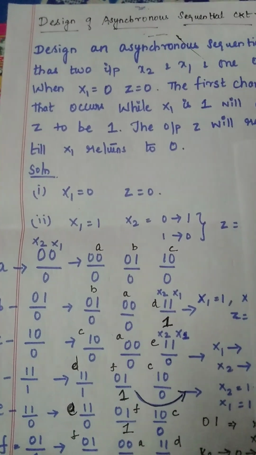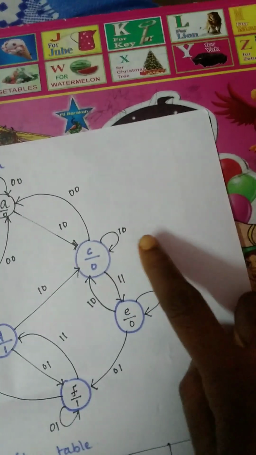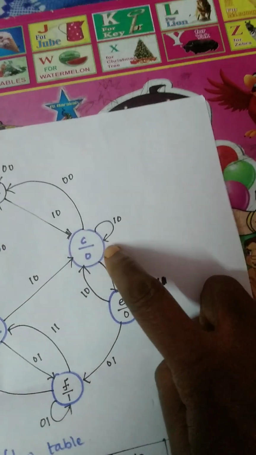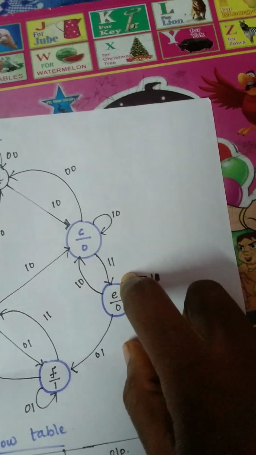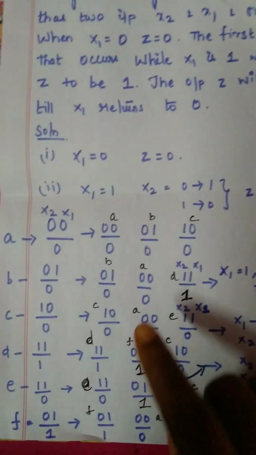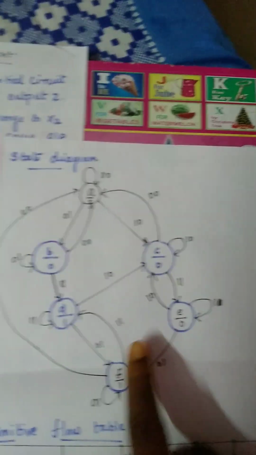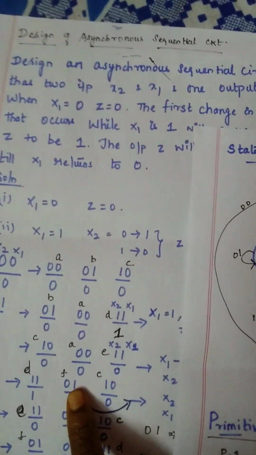C is moving to A and E, and it also retains in the same state. C retains in the same state, moving to E state, and moving to A state. So like this, based on this, we need to draw the state diagram. So to draw the state diagram, we have done this one.